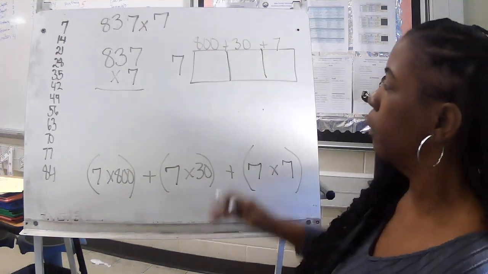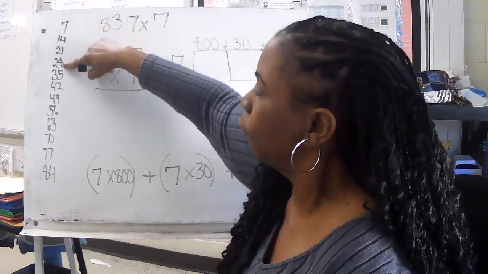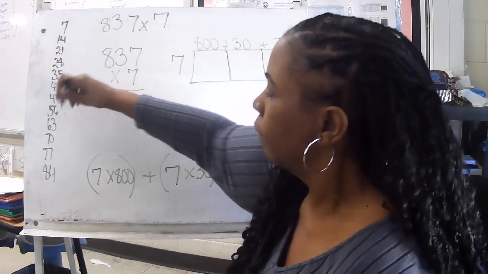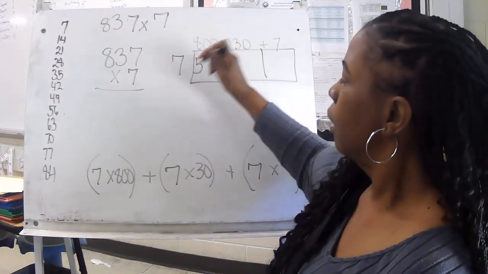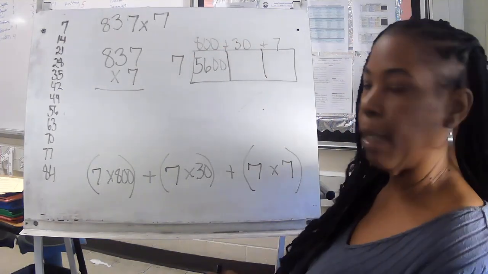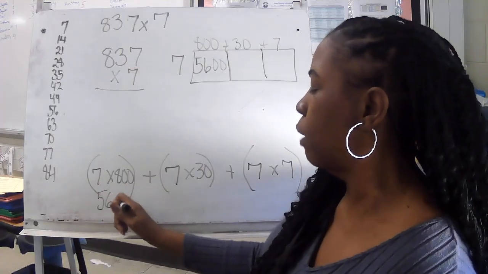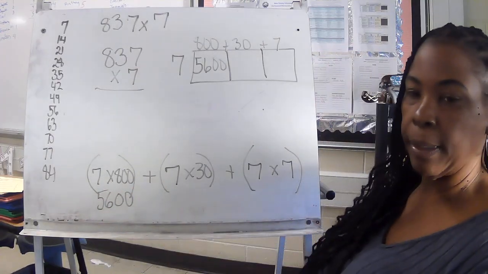Okay, now we're going to multiply. We're going to go down 8. 1, 2, 3, 4, 5, 6, 7, 8. And that's 56. How many zeros? 2 zeros. Drops right in the box. Okay, we're going to do here. 7 times 8 is 56. 2 zeros. Drop straight down in the box.